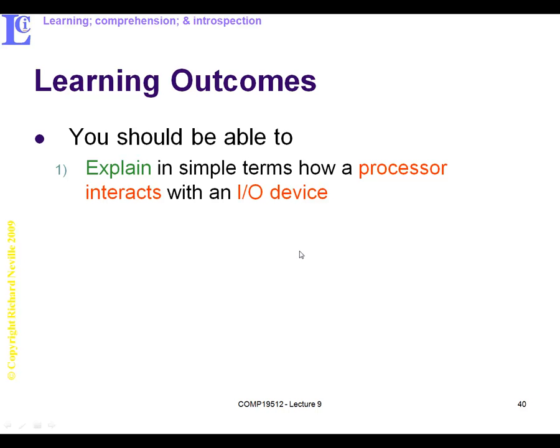So let's look at the learning outcomes from this half of the lecture. The first thing we're going to do is explain this simple term of processor interaction with a device on the bus. And these devices are called I/O devices.